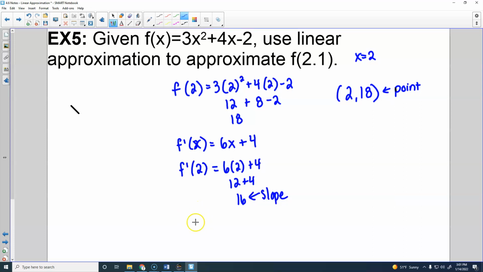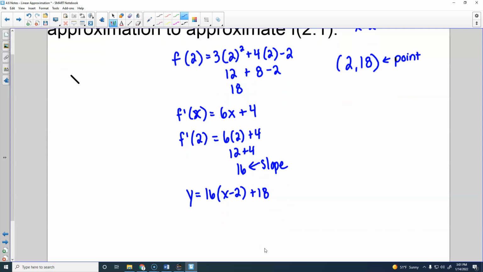Quit. We got 9 minutes. All right. Y is going to equal, Emerson, what's our equation of our tangent line going to be? 16. Perfect. Okay, here. Yeah, I get that. And so that is our tangent line at 2.